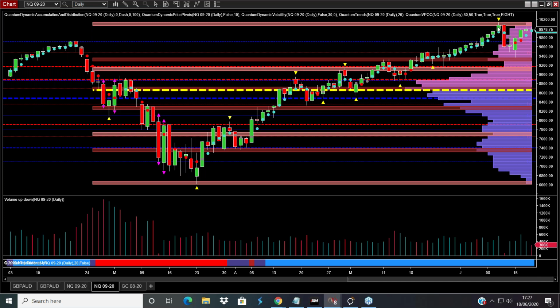It's a very narrow spread. So in other words, you're seeing a lot of effort going in, but not a lot of results. That is, if you like, Wyckoff's third law.